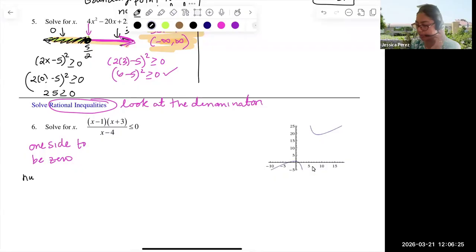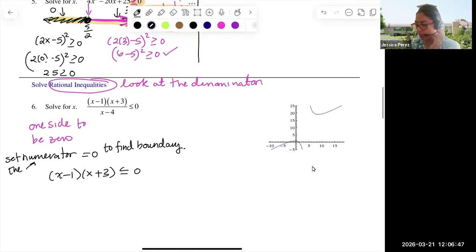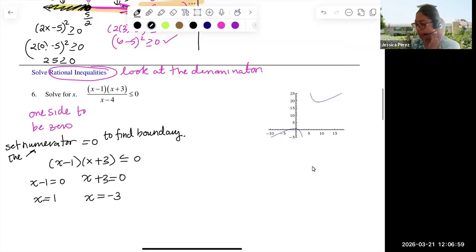So the numerator, to find the boundary points. So you're going to set the numerator equal to zero to find the boundary points, and you're going to look at the sign of the inequality. So the numerator is (x minus 1)(x plus 3) is less than or equal to 0. However, if we have x minus 1 equals 0, x plus 3 equals 0, since it's already in its factored form, I'm going to find x equals 1 and x equals negative 3 to be my first boundary points.